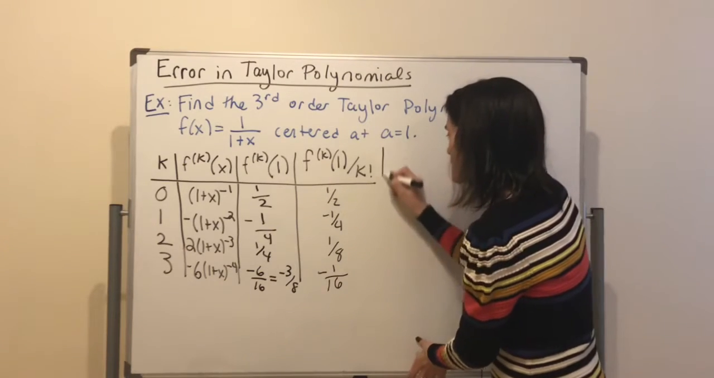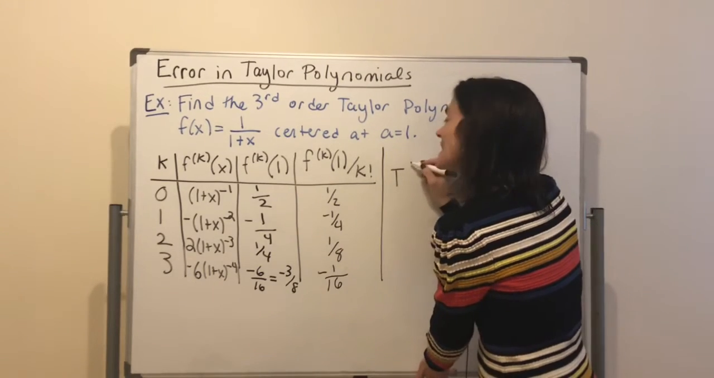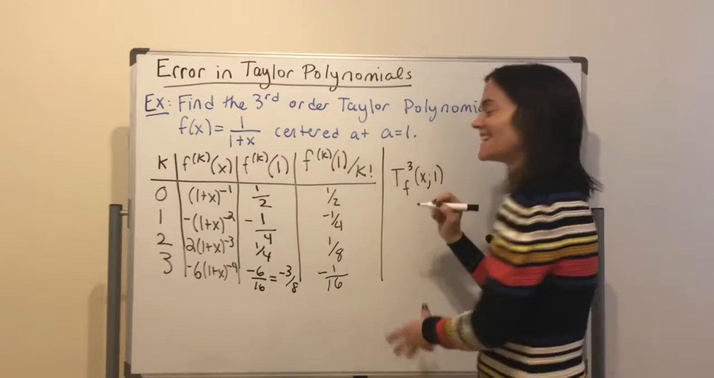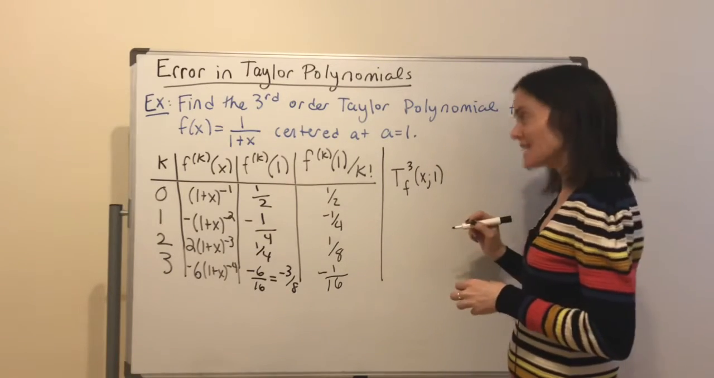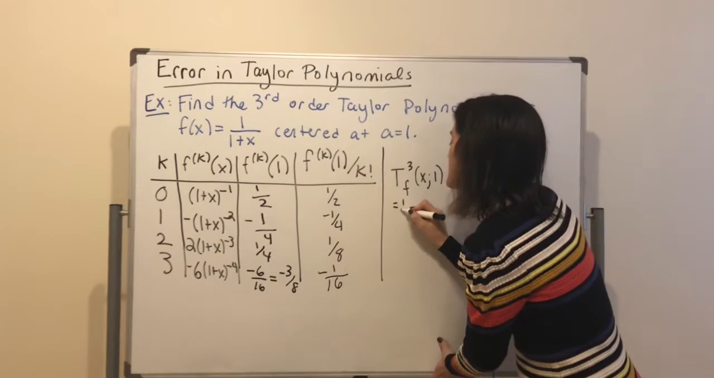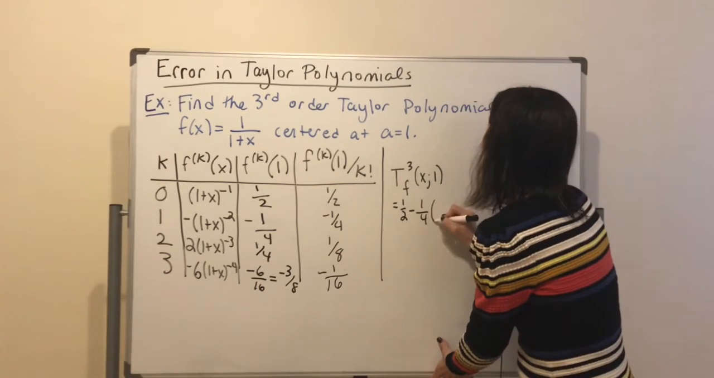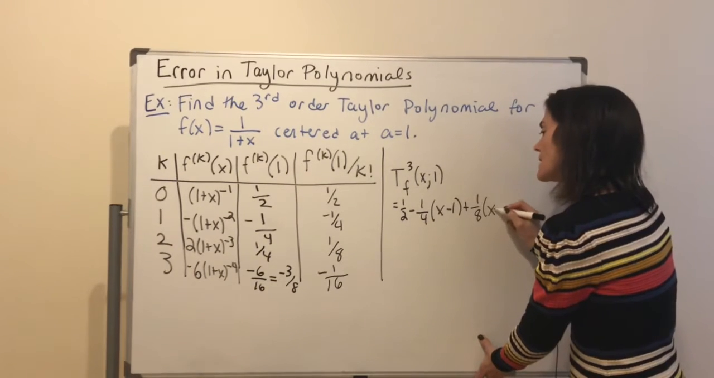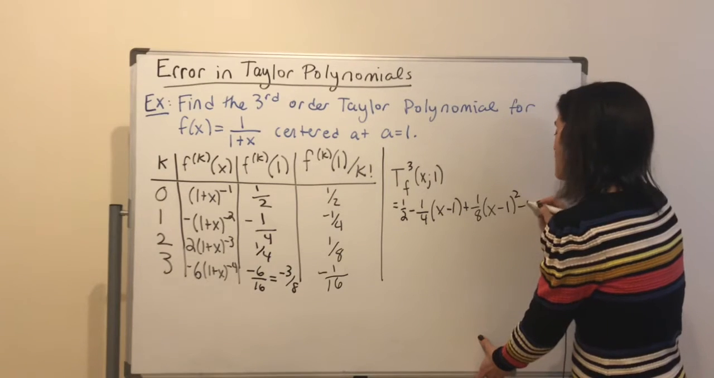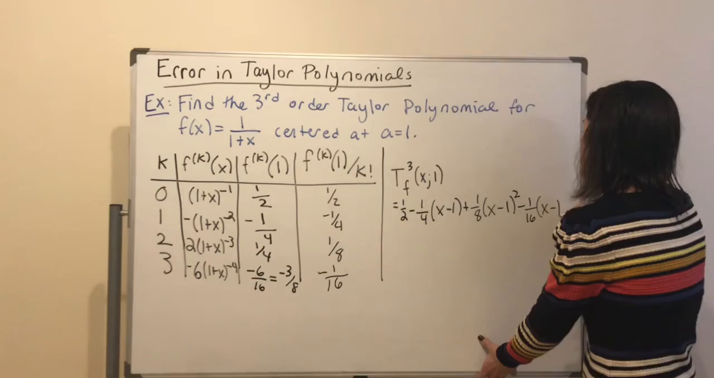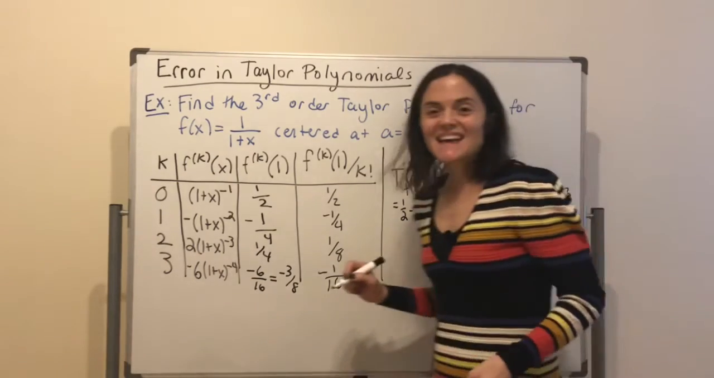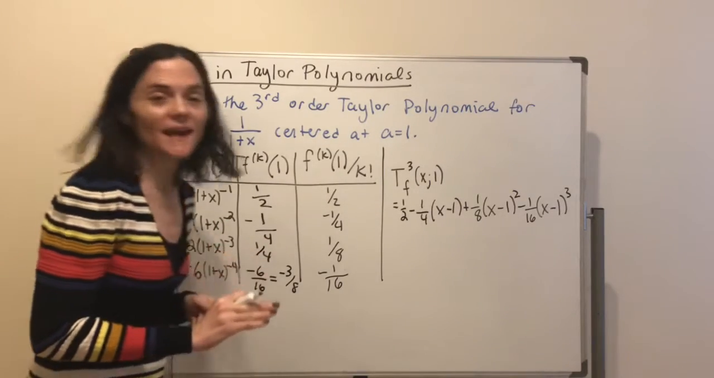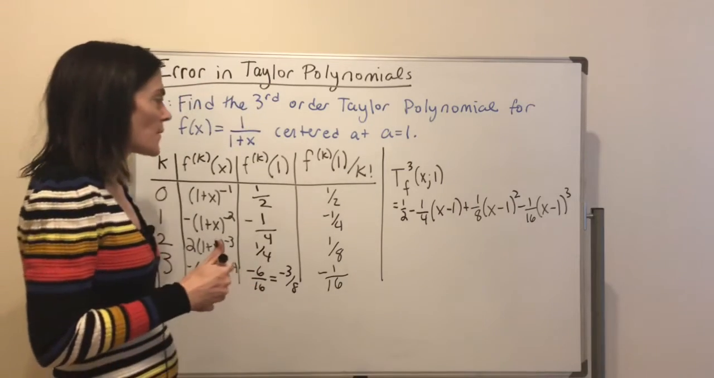And so this, which we started doing last time, T3 of f at 1 with this notation, this third order Taylor polynomial, well, this is a half minus 1/4 (x minus the center) plus 1/8 (x minus the center) squared, and finally minus 1/16 (x minus the center) cubed. Okay, so this is my third order Taylor polynomial. And for example, what can I use this for? Because this is going to move us into error.